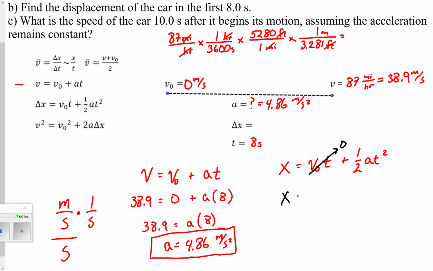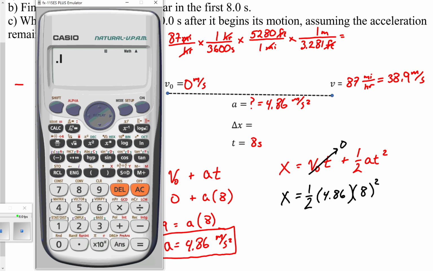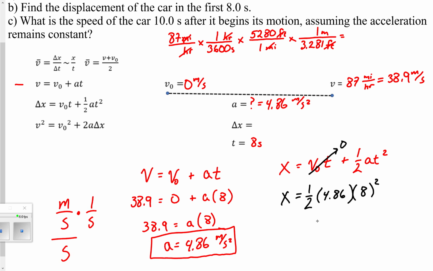So what would be the position or the displacement of this car? Well, it'd just be 1/2 times my acceleration, which is 4.86 meters per second squared, times time, which is 8 seconds squared. So let's pull up that calculator again. I'm going to go 0.5 times 4.86 times 8 squared, which is 64. And we've got 155.5. So it's traveled 155.5 meters from where it initially started. So, hey, that's good. So we've got our x, we've got our a.